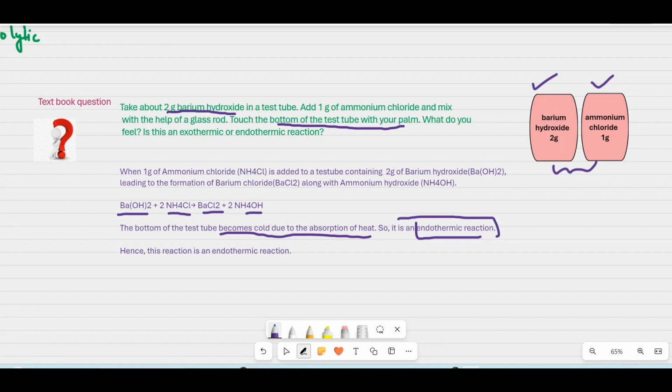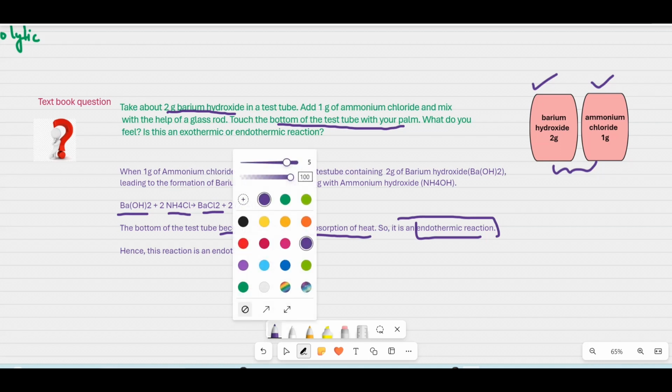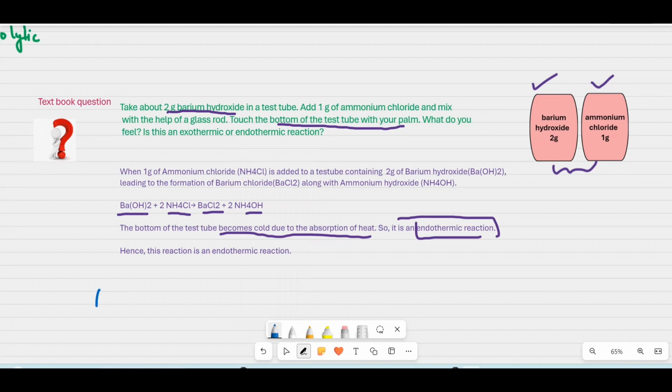So you should write the equation. The formula you have to learn by heart. Barium symbol is Ba and hydroxide is OH, so Ba(OH)2, and your ammonium chloride NH4Cl, and then you get barium chloride and ammonium hydroxide. So this is the reaction. This is all about our decomposition reaction.